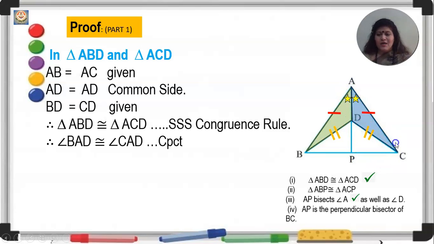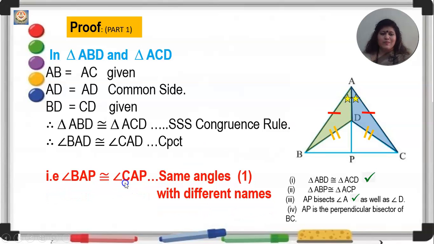CAD angle can also be expressed as angle CAP, right? So, these two angles, I am writing it in a different way. Have a look. BAD is expressed as angle BAP and CAD is expressed as angle CAP. What are they? They are the same angles with different names.